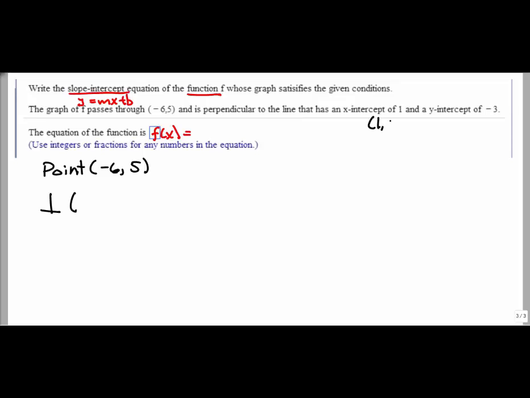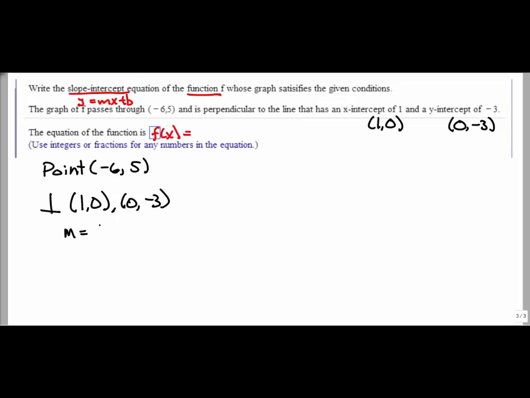An x-intercept of 1 means the x value is 1 and the y value is 0. And a y-intercept of negative 3 means I have an x value of 0 and a y value of negative 3. So it's perpendicular to the graph of the line that runs through these 2 points.